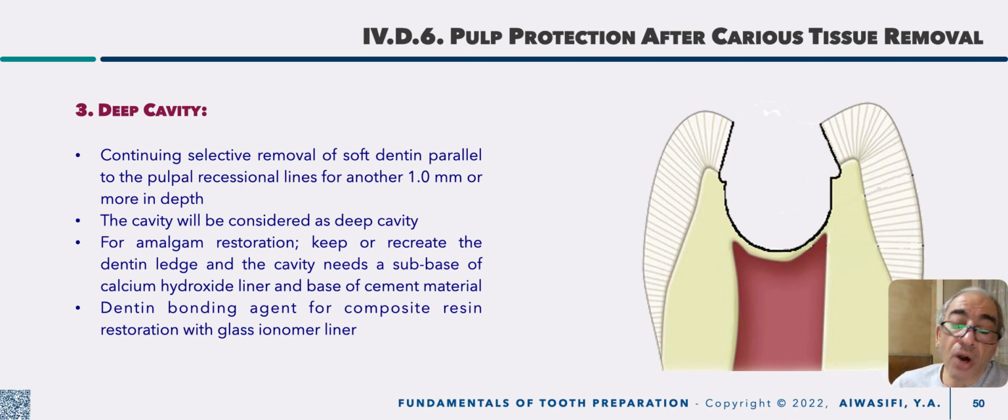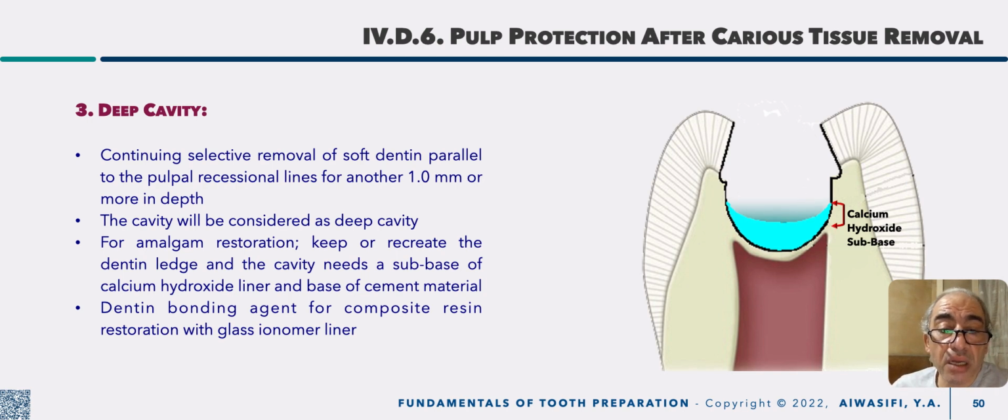That's why you are in need of a sub-base of alkaline material such as calcium hydroxide liner, to be covered by zinc phosphate cement base. Cement base will provide the pulp with mechanical and thermal protection, while calcium hydroxide, an alkaline material, will protect the pulp against the acidity of your zinc phosphate cement.